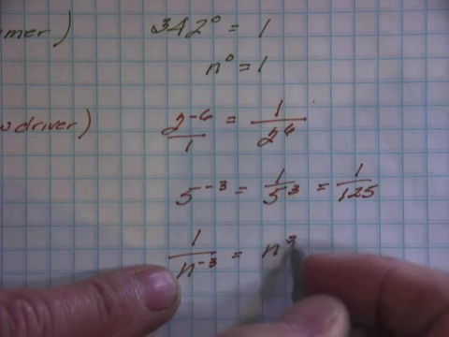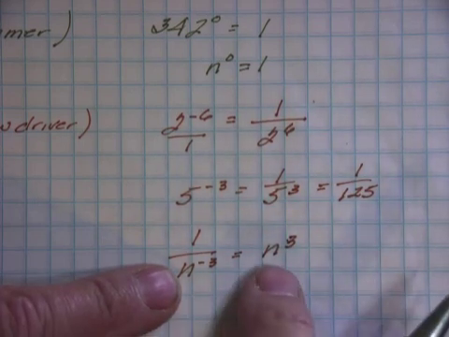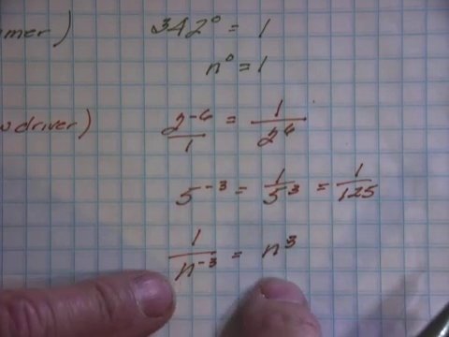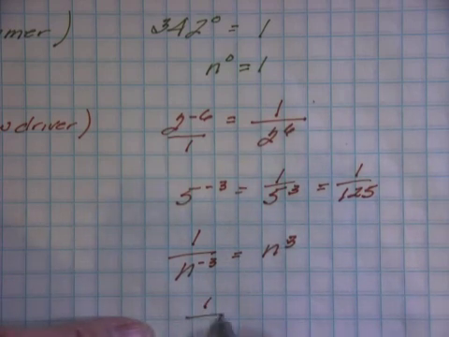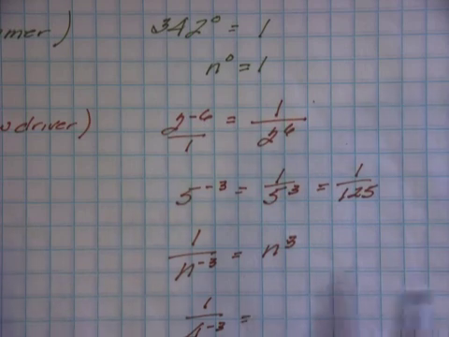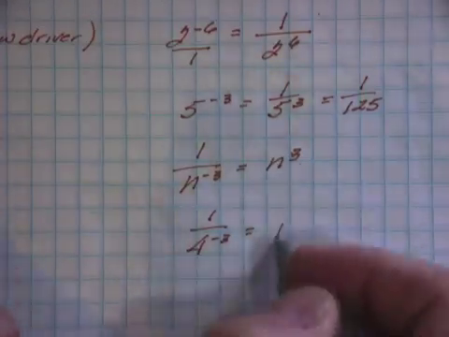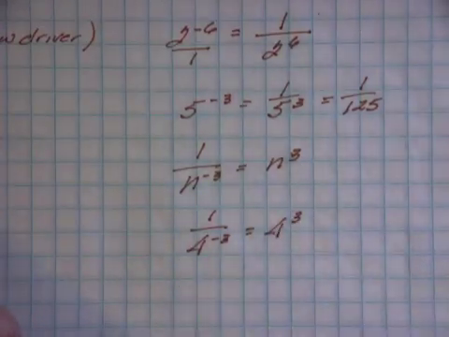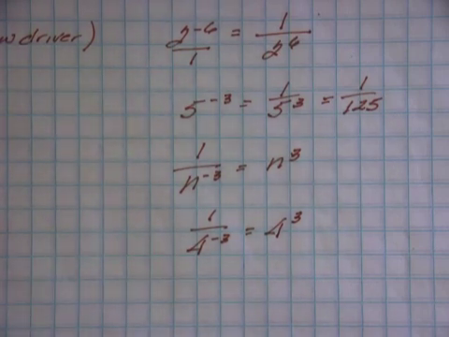If I have 1 over n to the negative 3, I have to get rid of that negative exponent, so I move that to the numerator, and that's n to the positive 3. Obviously, I'm not showing the over 1. You don't need to. And if I have 1 over 4 to the negative 3, I'm going to move that to the numerator, and that becomes 4 to the positive 3. Okay, so very quick and easy examples.